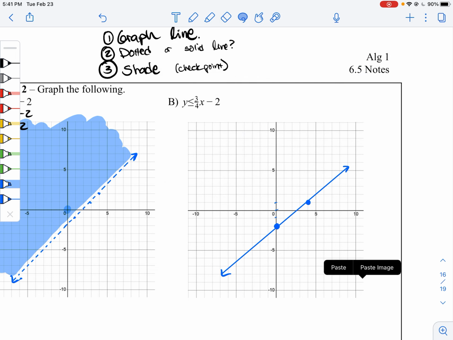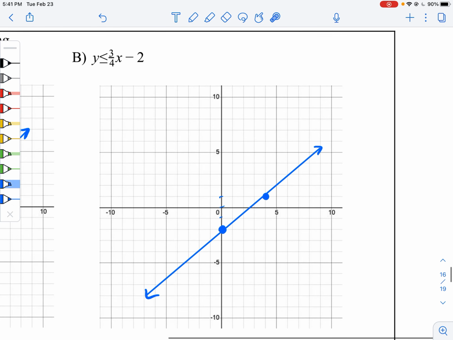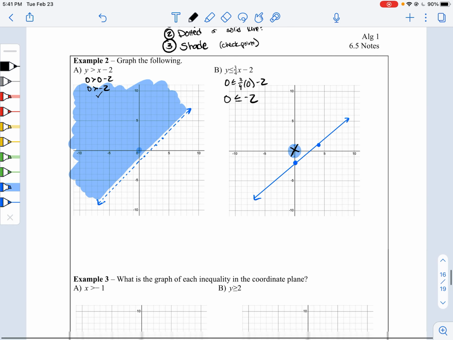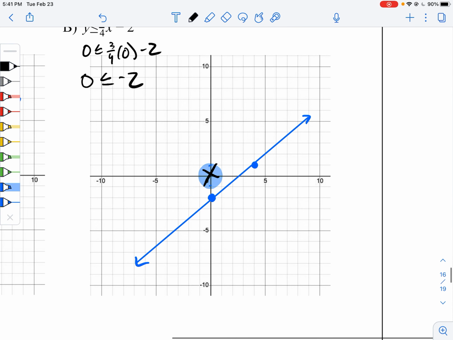And now we need to use a checkpoint. We need to figure out what side of the line do we need to shade. So let's use 0, 0 again, because that's easy. So we get 0 is less than or equal to 3/4 of 0 minus 2. Is it true that 0 is less than or equal to negative 2? No, that's not true. That's not a solution. We can't shade that side.